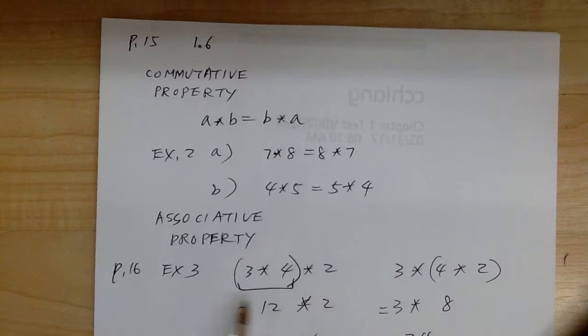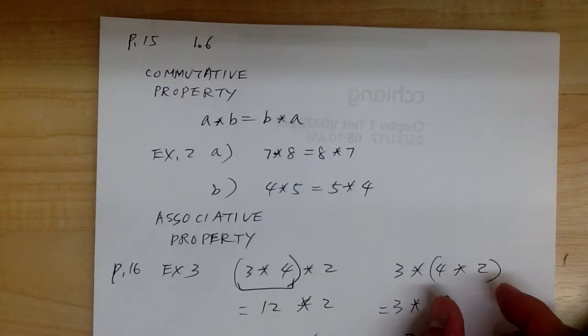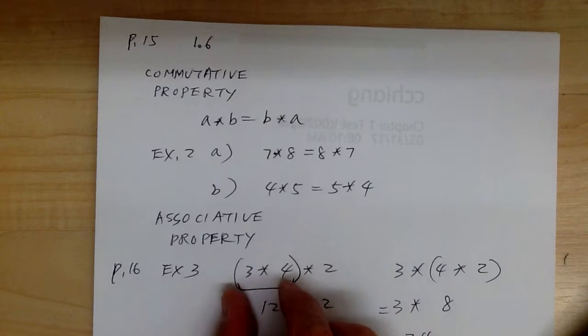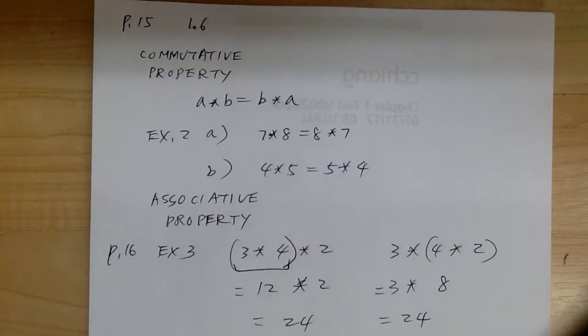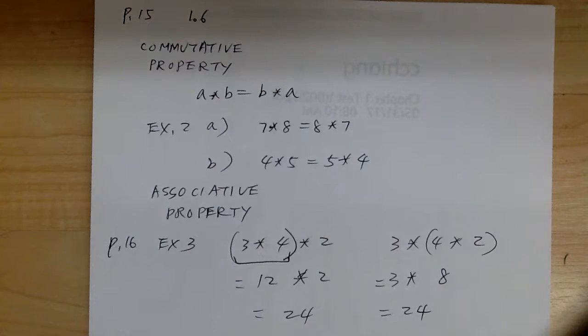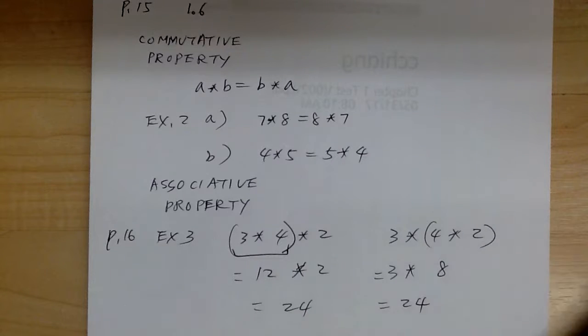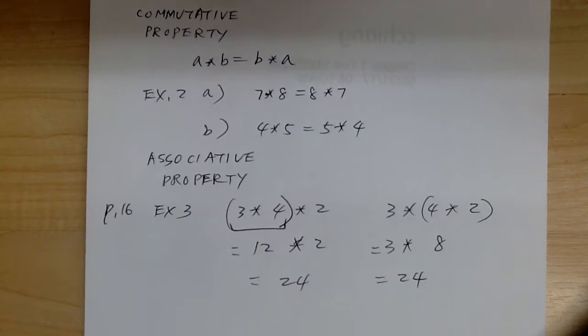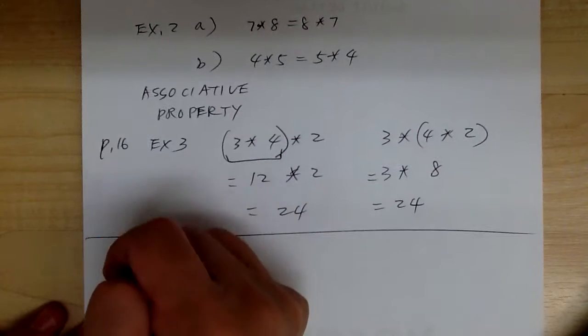So associative property means you can multiply like this first, or you can multiply this first. It doesn't matter. But again, the associative property and commutative property only work for addition and multiplication. So you cannot do that for subtraction and division. Now, when you're doing multiplication, there's also a couple more properties.